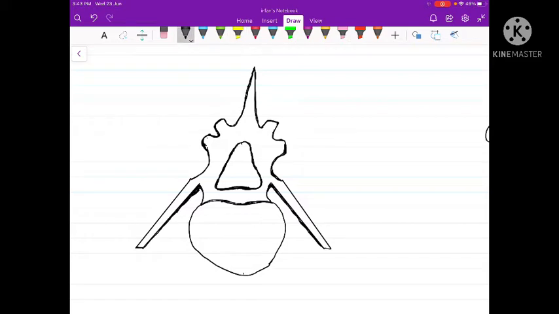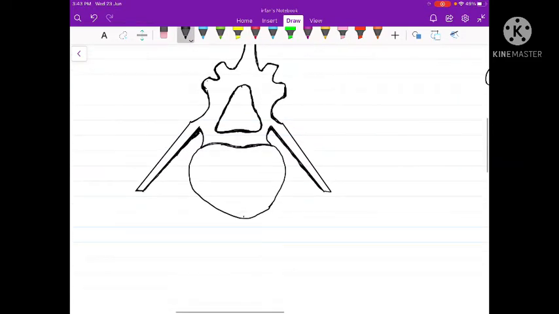So a typical vertebra is formed of a solid part. This solid part of the vertebra is called the centrum. So this portion which I am highlighting is the centrum. Vertebra is the singular, and vertebrae is the plural for several vertebrae together. So this part of a typical vertebra is called the centrum.